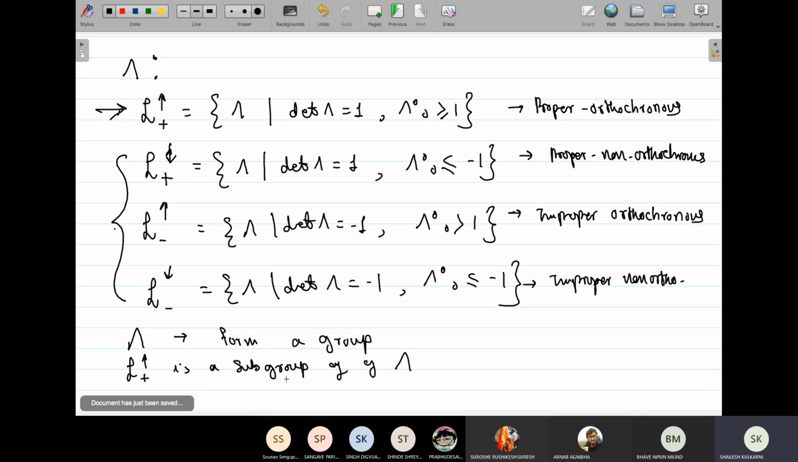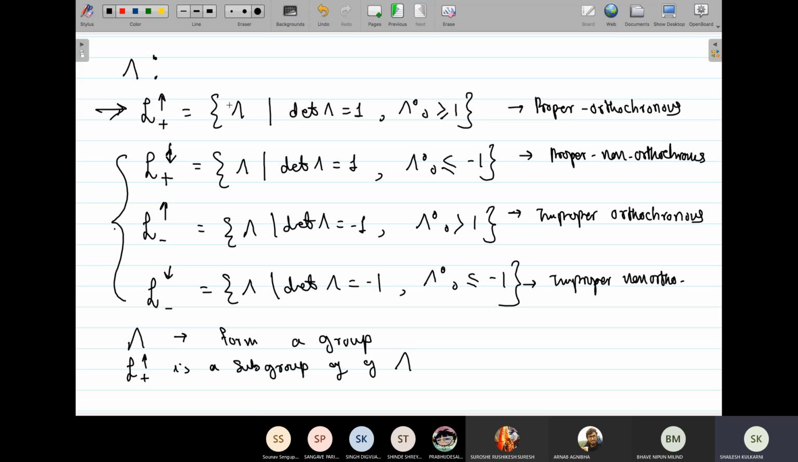This nomenclature is not important right now. This is just for your information. Later on, it will play a crucial role. At this moment, it's not important. But it is important to understand that any Lorentz transformation falls into one of these categories.